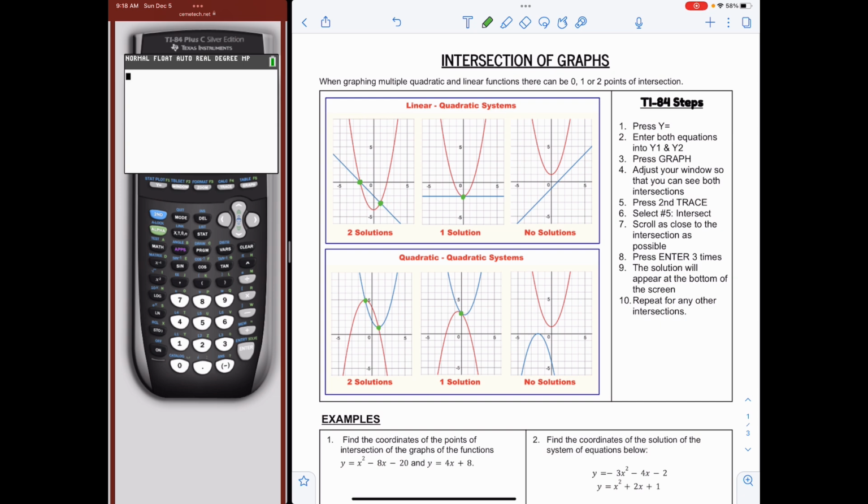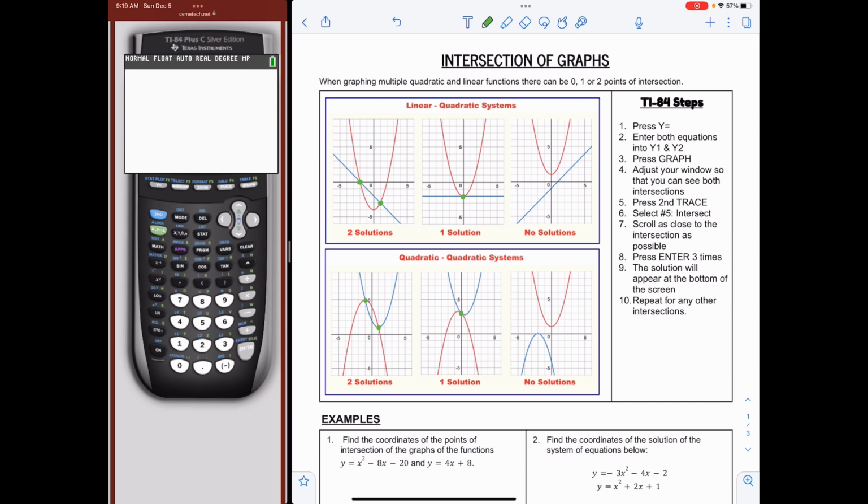In order to do this in the TI-84, you're going to press y equals, and then enter both of your equations into y1 and y2. It does not matter which equation goes in which. And then you are going to graph it. If you cannot see where they intersect, or you cannot see all of the intersections, but you know there is more than one, then you have to adjust your window so that you can see both of them. You can do that by pressing the zoom button or pressing the window button and adjusting.